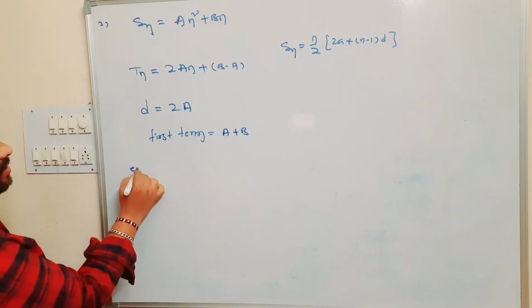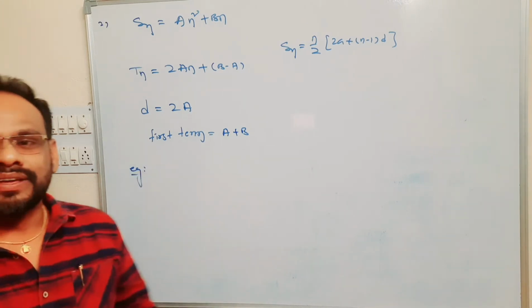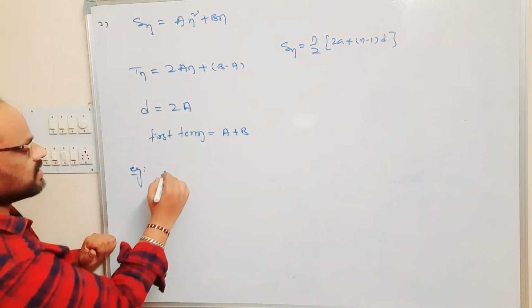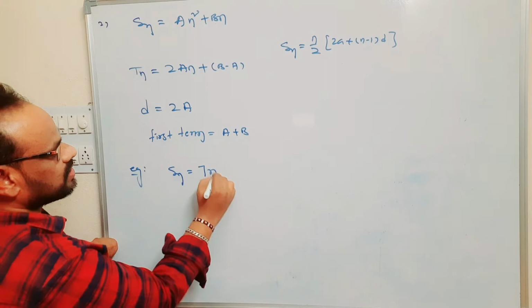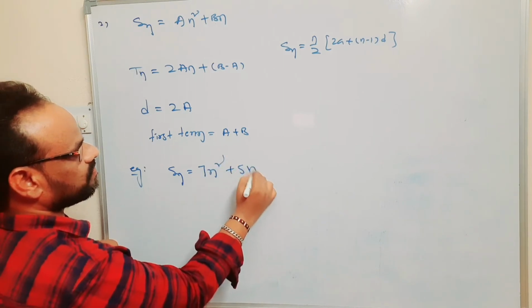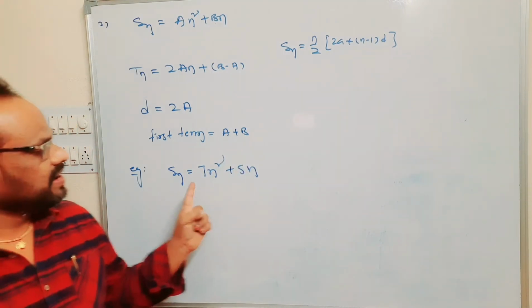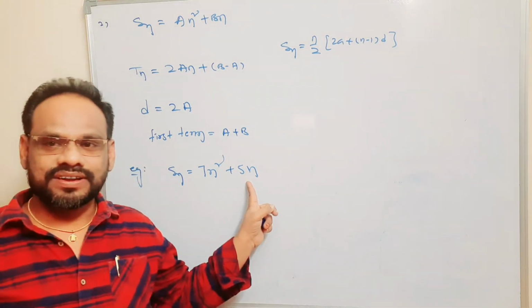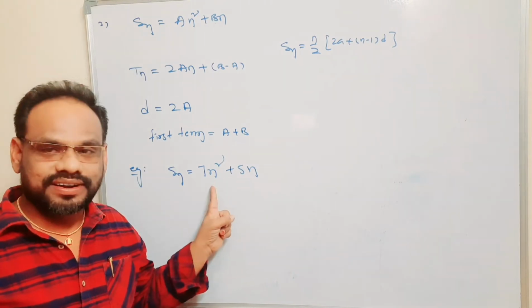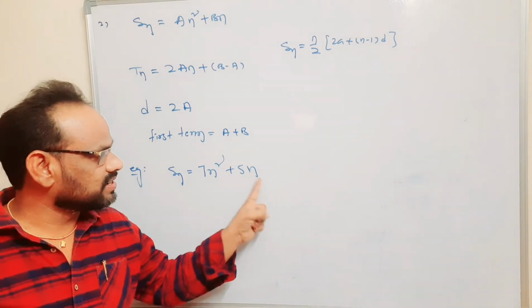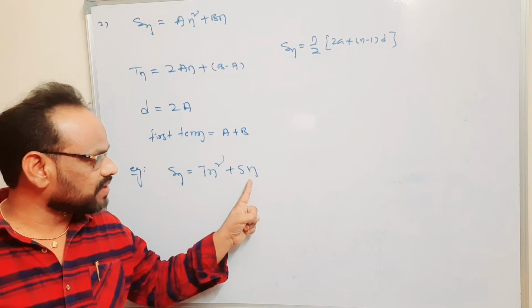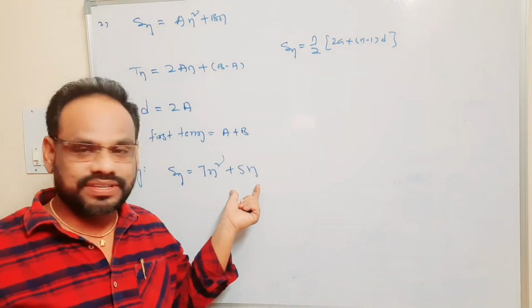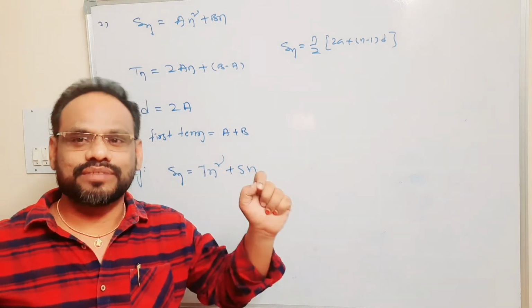Take one example. The sum of n terms of the sequence, Sn, is equal to 7n square plus 5n is given. So this is a quadratic expression. Constant is not there. So 7n square plus 5n. It is in the form of an square plus bn. So the given sequence is always an arithmetic progression.